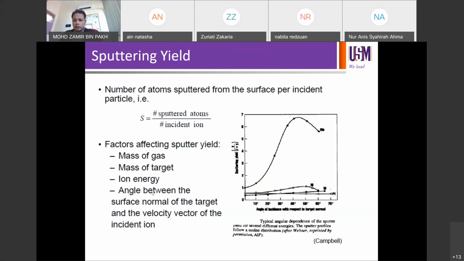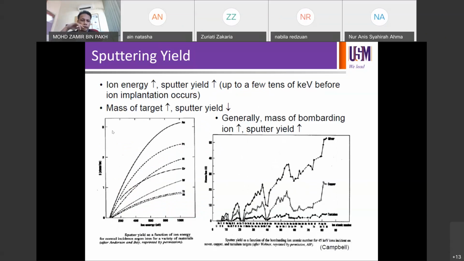Ion energy, for example, your argon ion energy. And the angle between the surface normal of the target and the velocity vector of the incident ions, right? You can see the yield here on the y-axis and the angle of incidence with respect to the target material. That's actually an optimum setting of the target mounting, right? The angle.